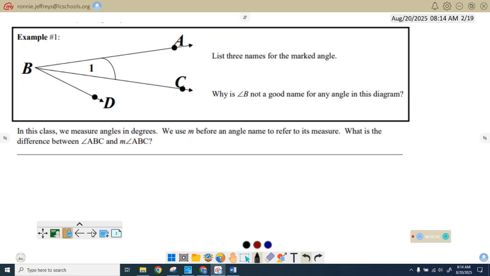So, example 1. 3 names for the marked angle. Okay. That's this. When we're saying marked angle, it's this right here. Alright, we could say this is angle ABC. And yes, you have to do the little angle sign. Angle CBA.